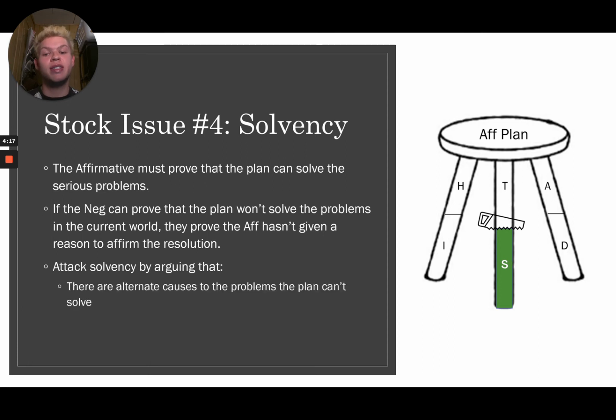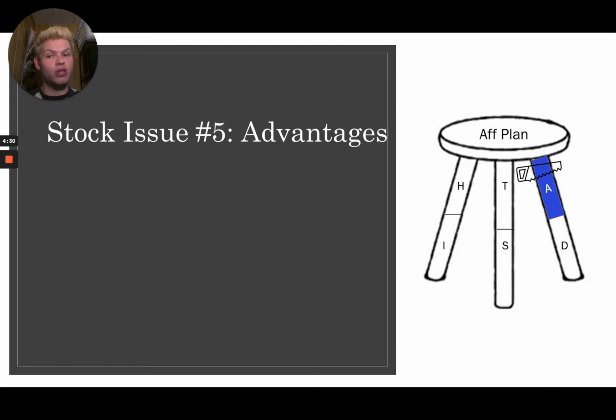And you can attack solvency in a few ways. You can argue that there are other causes or alternate causes to the problems that the plan can't solve. You can argue that the plan isn't strong enough to solve the problems, or you could argue that the plan actually makes the problems worse.